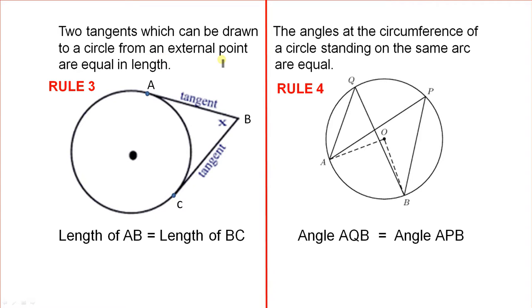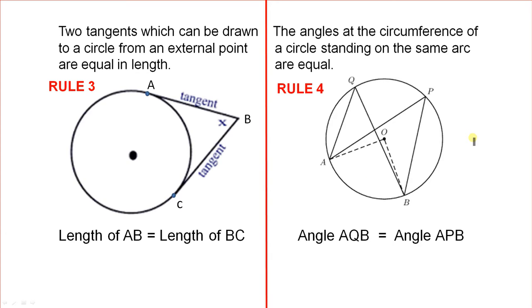Rule 3. Two tangents which can be drawn to a circle from an external point are equal in length. So here's the first tangent AB. There's the next tangent BC. They touch the circle in one point. That tangent there touches the circle at the point A. This tangent here touches the circle at the point C. Those two tangents are equal in length. So the length of AB equals the length of BC.